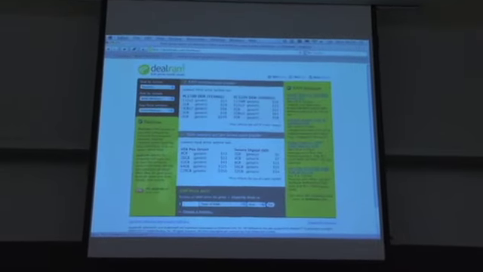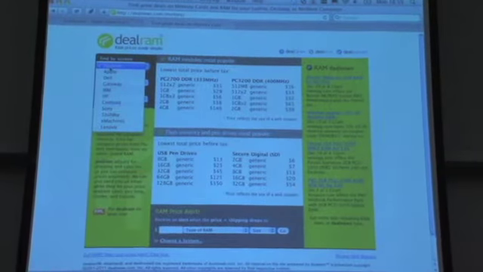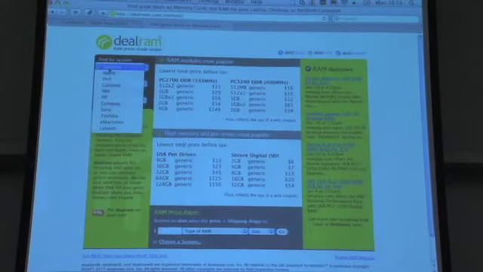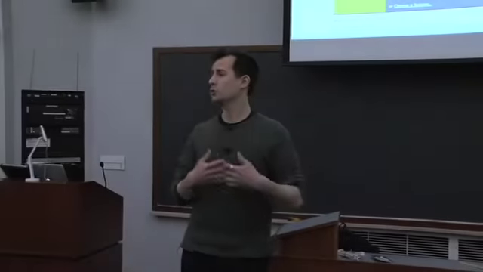Another place to go, just so that we're not biased toward one in particular, dealram.com is another good site. And it's a little more technical, but it too has a bunch of drop-down menus from which you can choose your vendor and the make and the model. They tend not to be quite as up-to-date if your computer is particularly new, but they too are a comparison engine where you can buy it from all sorts of places.